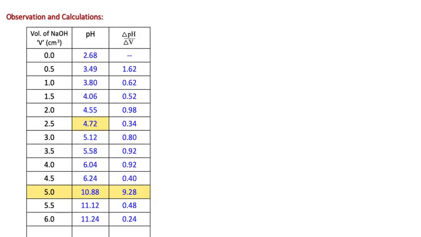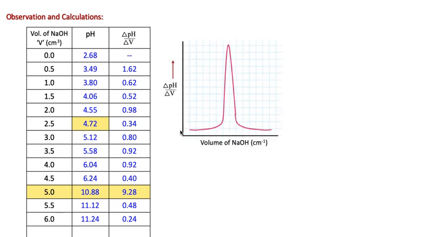Okay, let us see the calculation part to determine the pKa. Observation and calculation part. So here we have the readings, pH, then we have to calculate delta pH by delta V. Then we have to plot the graph. It is delta pH divided by delta V versus volume of NaOH. You will get the graph like this. Then here is the equivalence point.